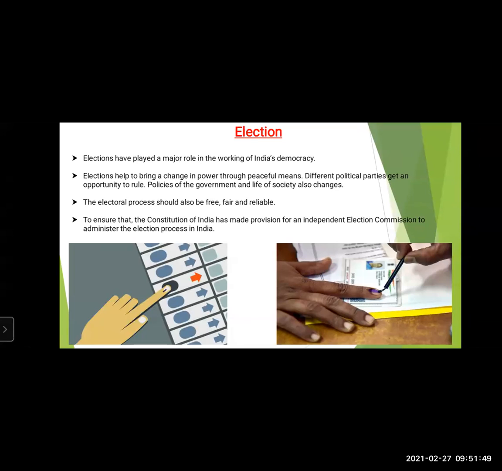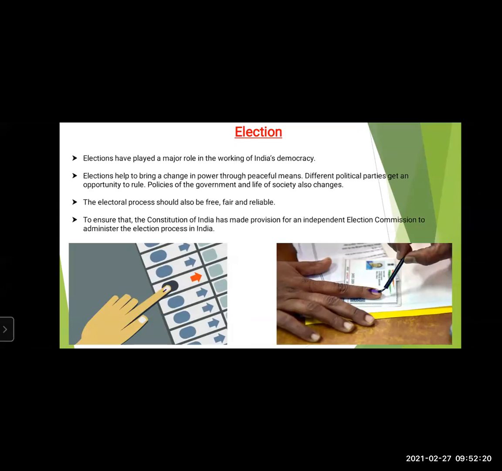The electoral process means the process of conducting the election. It should be free, fair, and reliable. It should be free for the people without any cost involved. It should be fair, just for all the people. It should be believed and trusted as well.